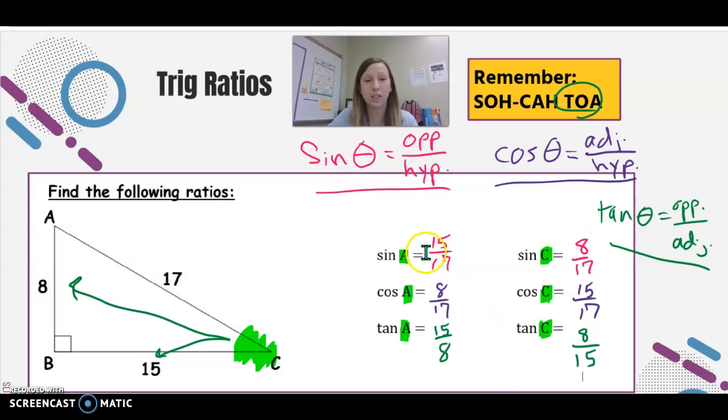Make sure you're always looking to see which angle it's asking for, and then find the appropriate trig ratio that it's asking for.